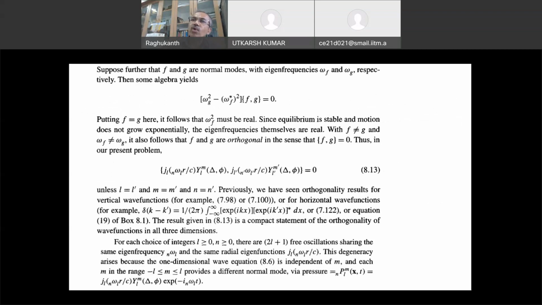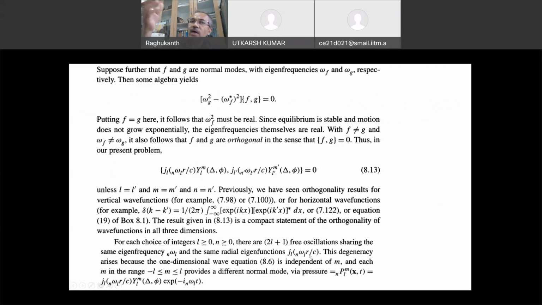So you can easily prove the orthogonality of the mode shapes on a sphere, the surface harmonics and other things also. And the degeneracy, as we say: for L greater than 0, N greater than 0, there are basically 2L plus 1 free oscillations sharing the same eigenfrequency, N omega L, and the same radial eigenfunctions itself.